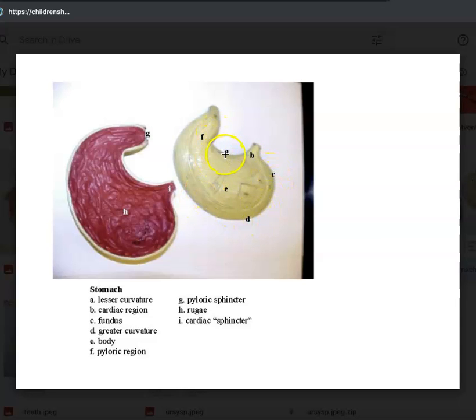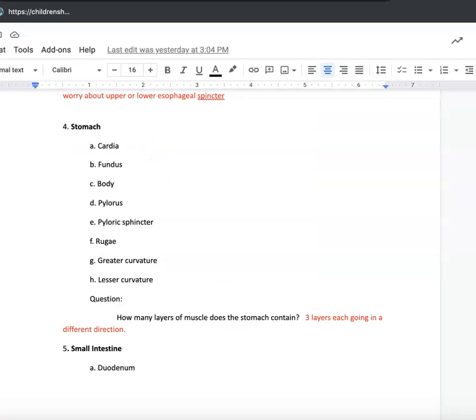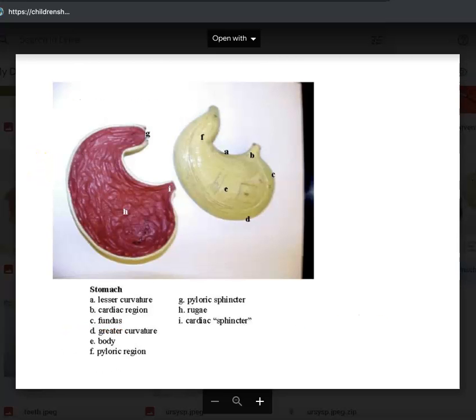The lesser curvature is up here. Okay, this is the lesser curvature. That's a little easier to point to. And again, I would use a piece of tape if I wanted that. This area here, kind of the middle of the stomach, is the body of the stomach. And then the area going towards the small intestine is the pyloric region, or on your lab, it's called the pylorus. Again, I will accept either one. That's not a problem. And then you have the pyloric sphincter.